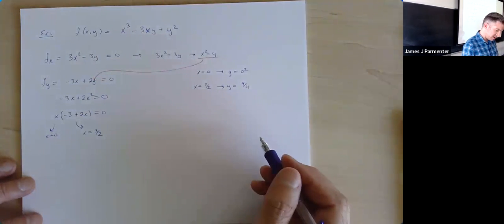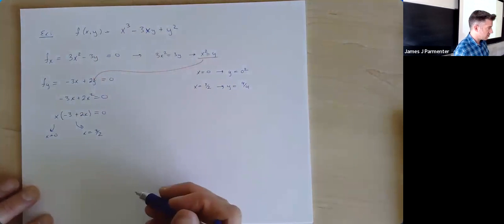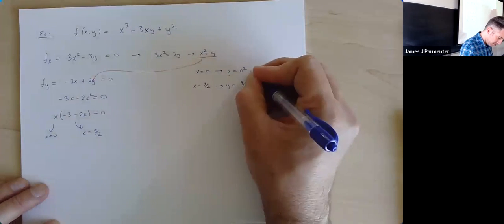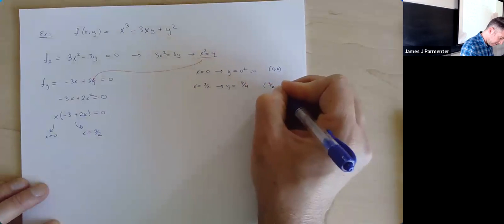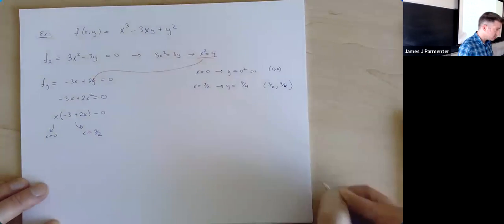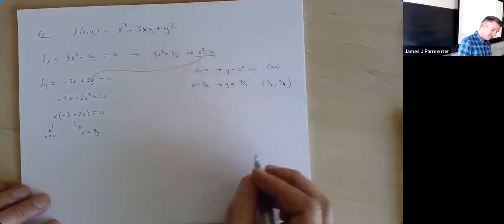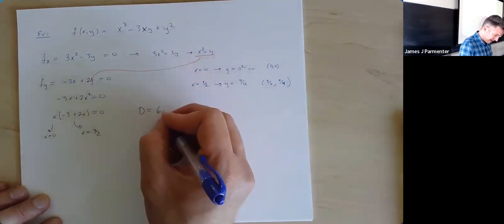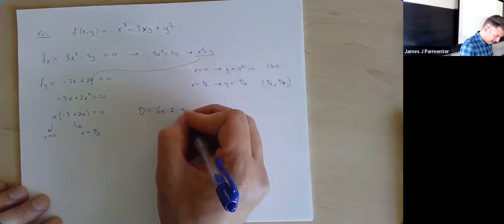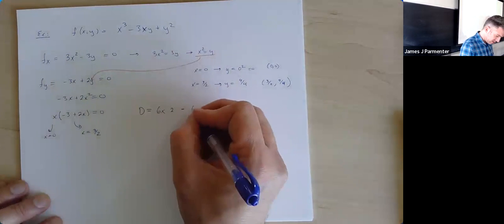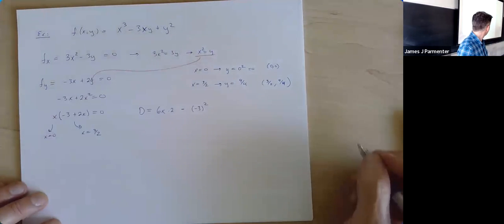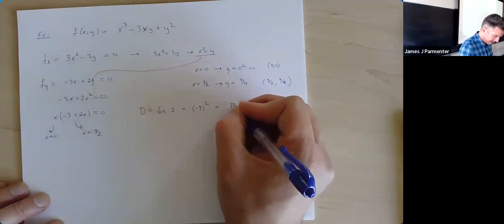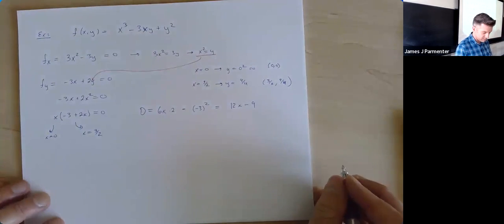Yeah, I feel like it would have been more work to do it the other way. Not that that's not okay, just trying to make it easier. So we found our critical points. They are 0, 0, and 3/2, 9/4. And now we're going to do the usual thing and find the determinant of the Hessian. So we're going to get a 6x times a 2 minus a negative 3 squared, which I guess we could write as 12x minus 9 if you really wanted to simplify it.